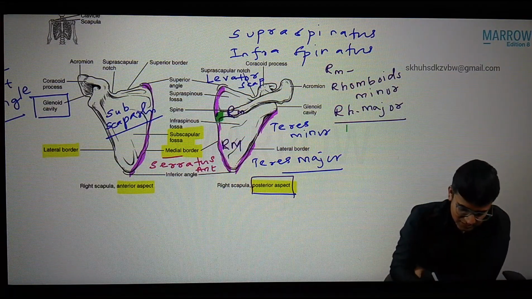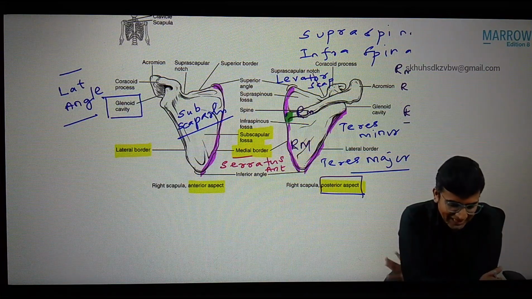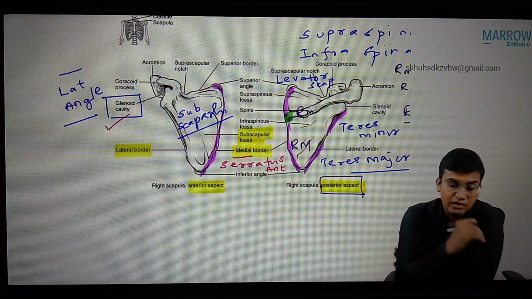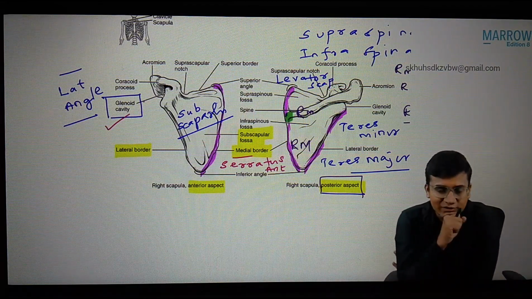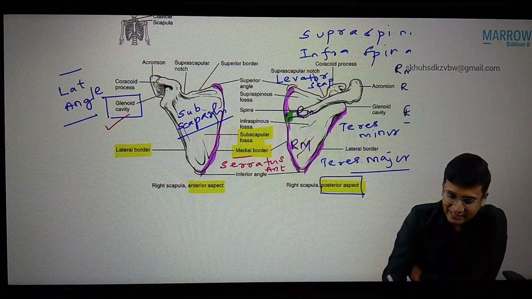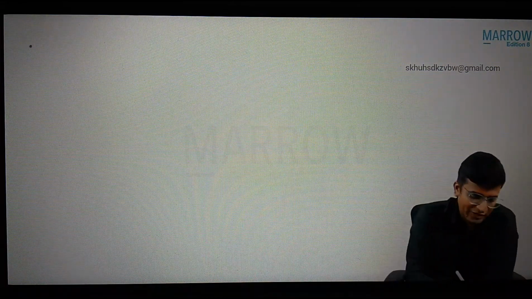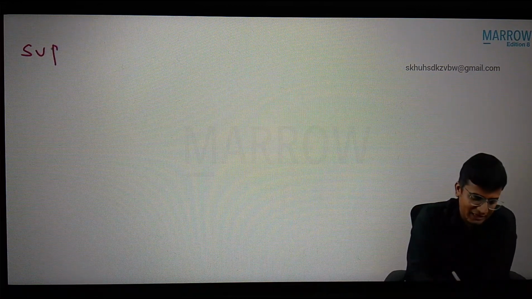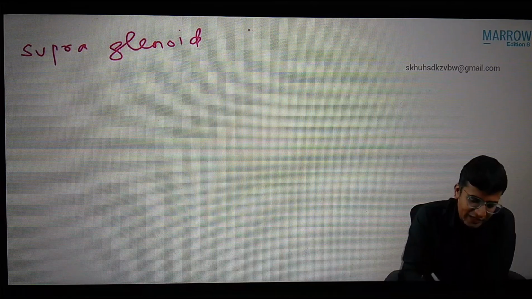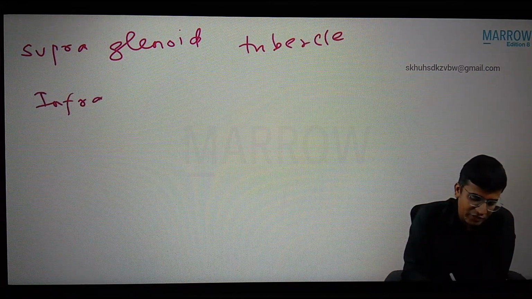Next, see the lateral angle. I told you the glenoid cavity is in the lateral angle. Now, above the glenoid cavity we have a tubercle, and below the cavity we have a tubercle, called the supraglenoid and infraglenoid tubercle. See, tubercle means a round elevation. So we have two tubercles above and below the glenoid cavity: the supraglenoid tubercle and the infraglenoid tubercle.